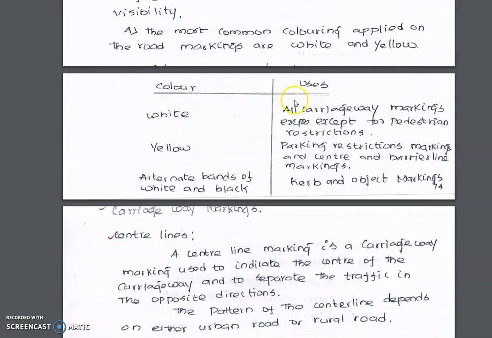White color is used in all carriageway markings except for parking restrictions, whereas yellow color is used for parking restriction markings and center and barrier line markings. Curb and object markings use alternate bands of white and black.